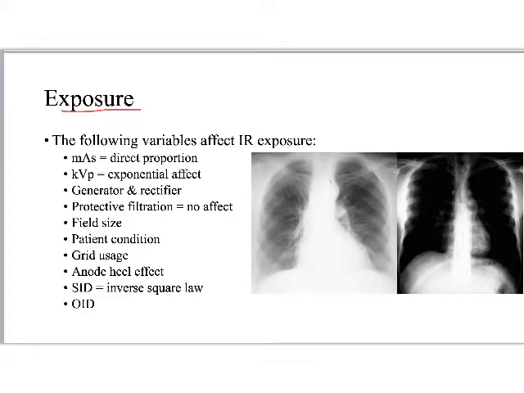The anode heel effect has an uneven effect on exposure, and so some people might call it a gradient effect. But in general, on the cathode side of the tube, we will have a higher percentage of x-rays coming off of that end of the tube than versus the anode, because some of the x-rays are being attenuated by the anode itself, right? And so it causes a lack of uniformity in the x-ray field along the axis of the x-ray tube.